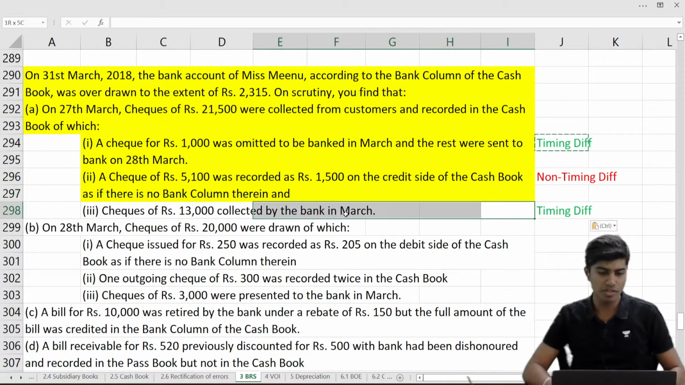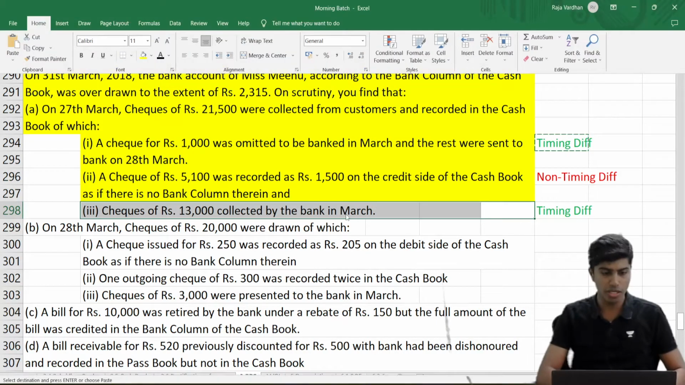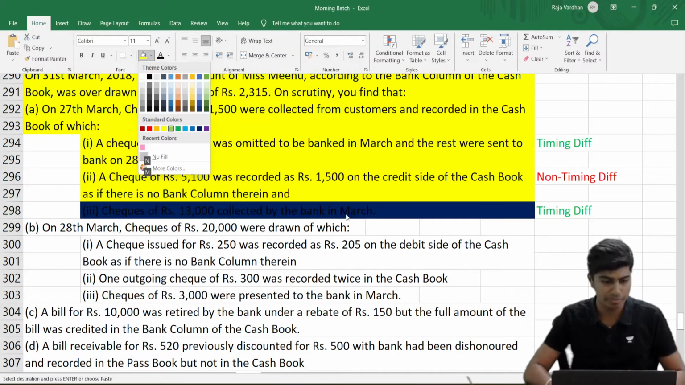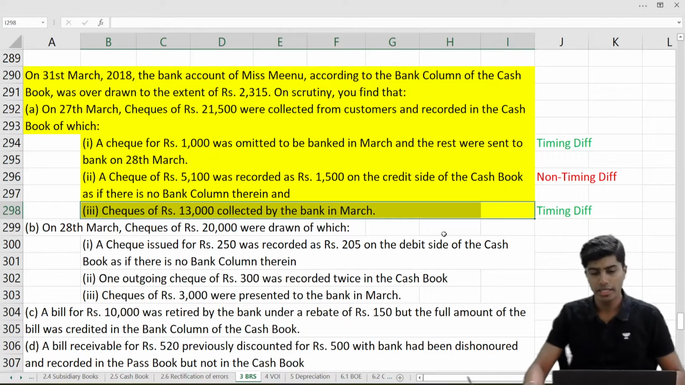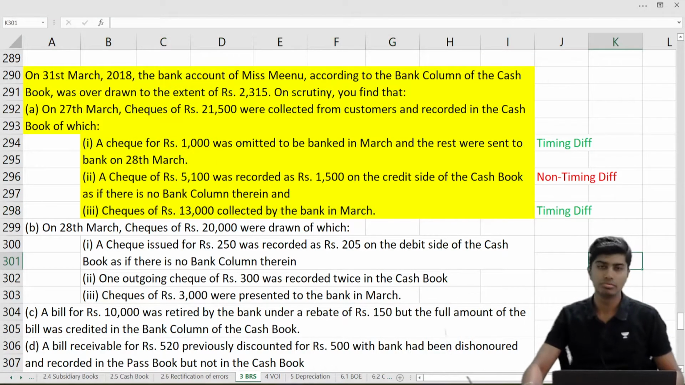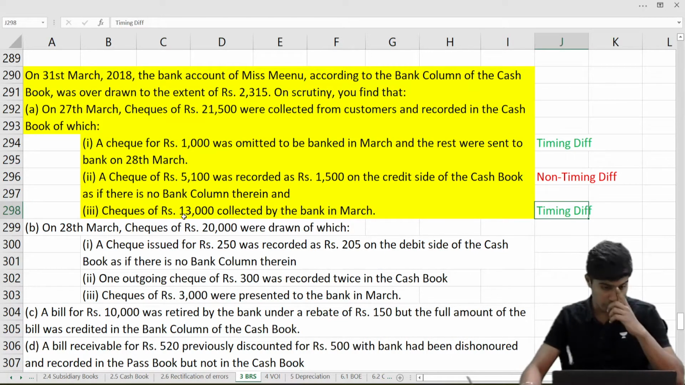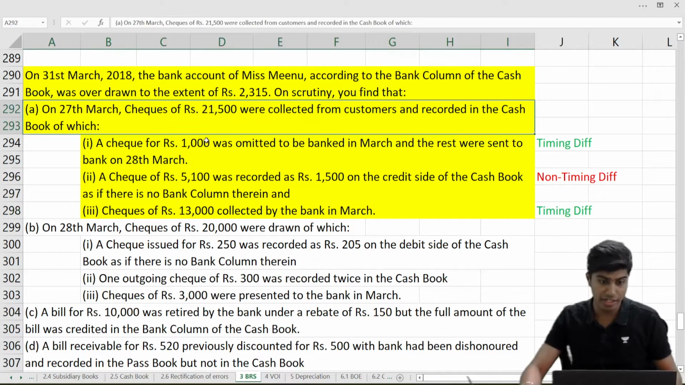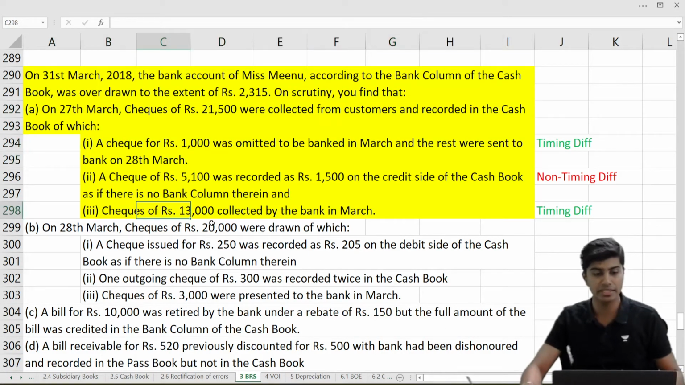And because this difference is a timing difference, I would be correcting this in my cash book BRS. Timing differences go in the BRS. Non-timing differences go in the amended cash book. Come on, let me write that. 21,500 minus 1000 minus 13,000.